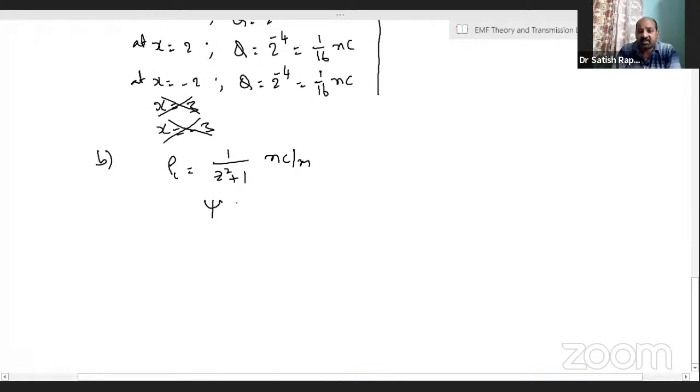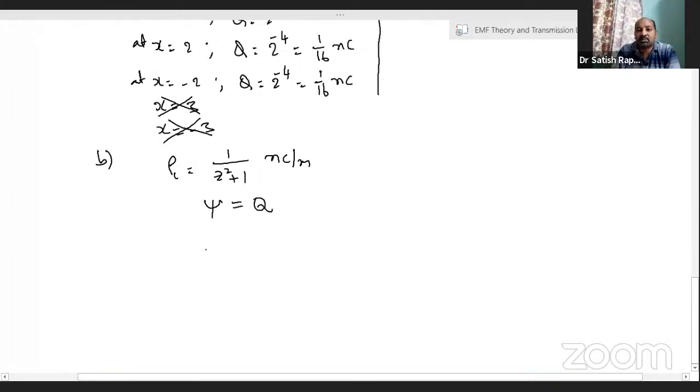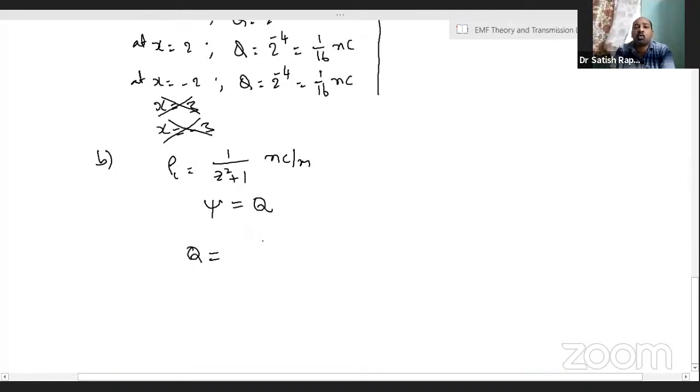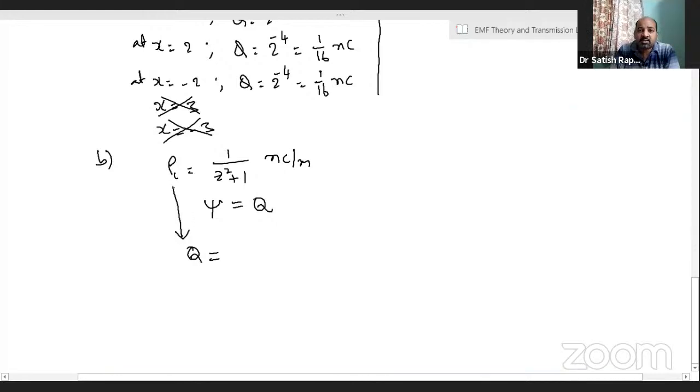Total flux leaving the surface. So from Gauss law, we know that total flux leaving the surface is equal to total charge enclosed by it. So therefore, Q is equal to, if we know rho L, line charge density, can we determine charge Q? Is there any relationship between rho L and Q? Yes, we have. So Q is equal to line integral rho L dL.